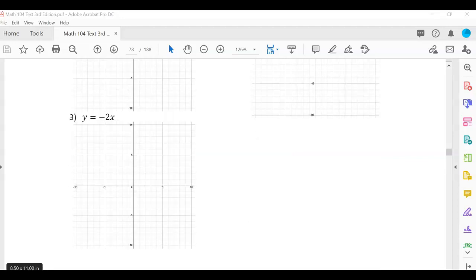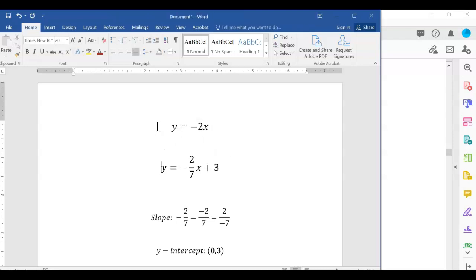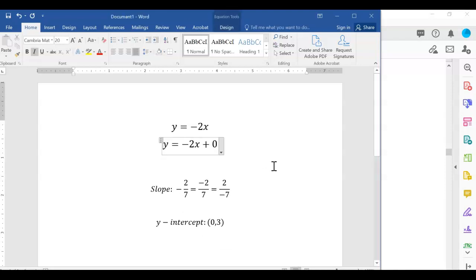Now this is in slope-intercept form already, although it doesn't quite look like y equals mx plus b. You can think of it as y equals mx plus b in that you can think of this as negative 2x plus 0, right? So it does have the form that we want it to have. That means that the slope here is negative 2. You can think of it as negative 2 over 1 if you'd like. That's probably easier to think of the slope that way.